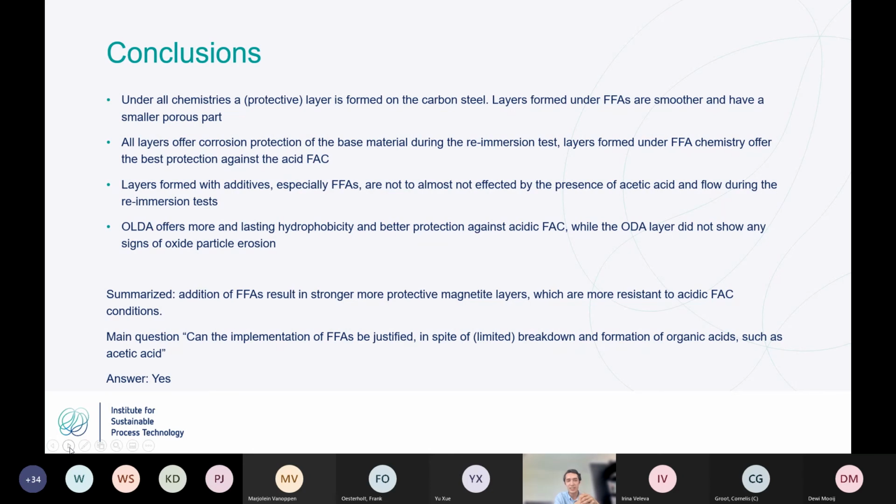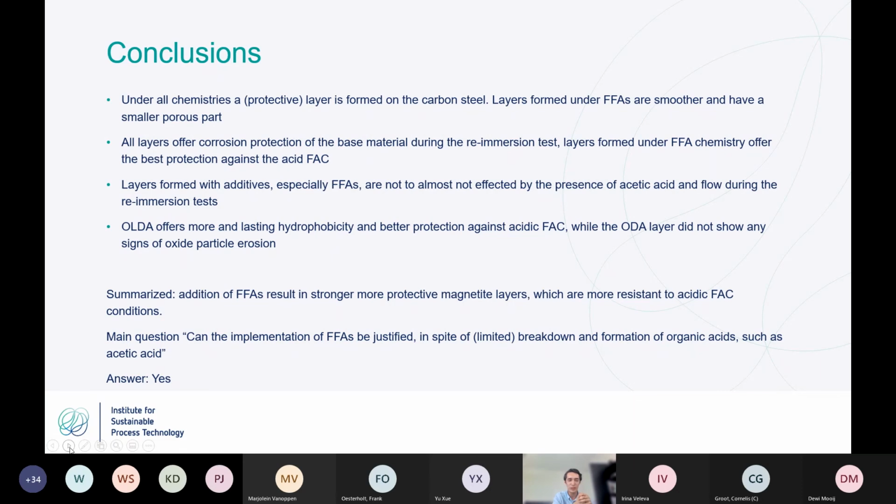Summarized, the additions, in addition to the FFAs, result in a stronger, more protective magnetite layer, which is more resistant to acidic FEC conditions. So the main question, if the FFAs can be implemented despite their breakdown products, short answer, yes. There's also, of course, a longer answer, but I would like to leave it with this.